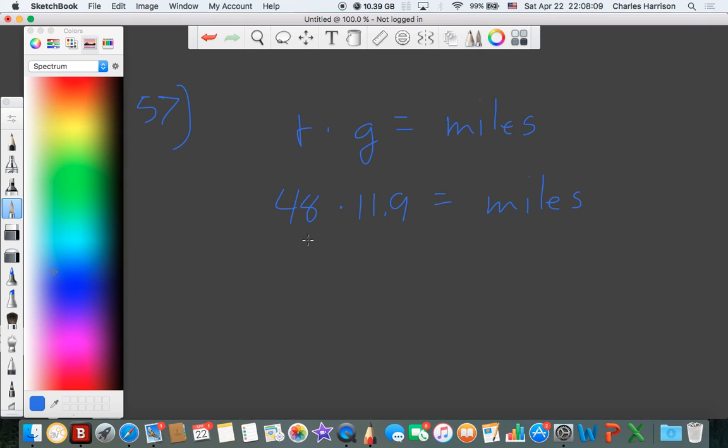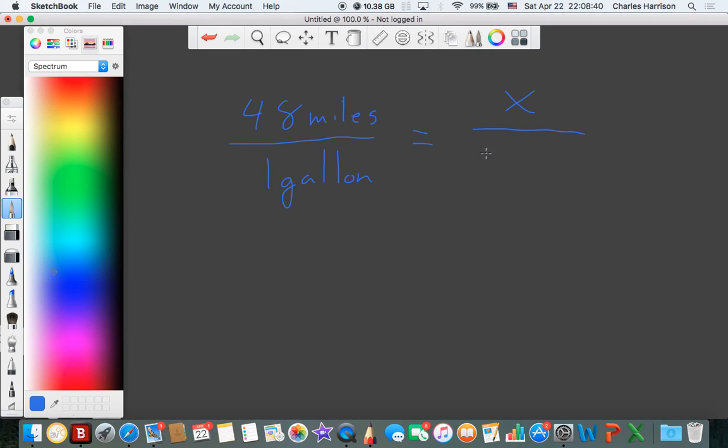You could also set it up as a proportion. Since you've learned proportions, let's set it up as a proportion. All right, basically 48 miles per gallon means miles per 1 gallon. That's the proportion. For every gallon you get 48 miles. That's what this is saying. Well, they want to know how many miles you can go with 11.9 gallons. Then you just do cross multiplication.